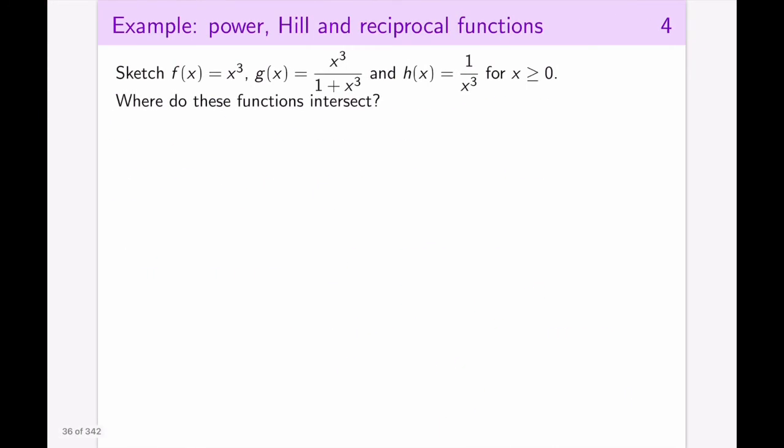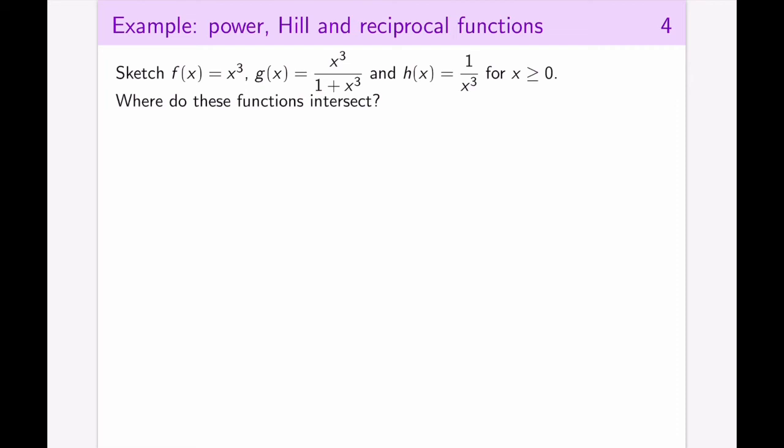Let's take a look at one more example here. We have x cubed over 1 plus x cubed, and 1 over x cubed. So we have ourselves three different graphs that are somehow all cubic. We're wondering, what do they look like when they're all sketched on the exact same graph?